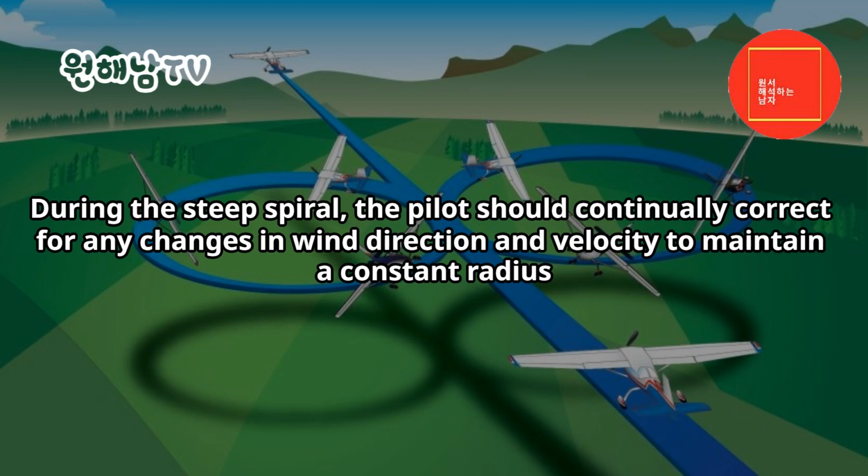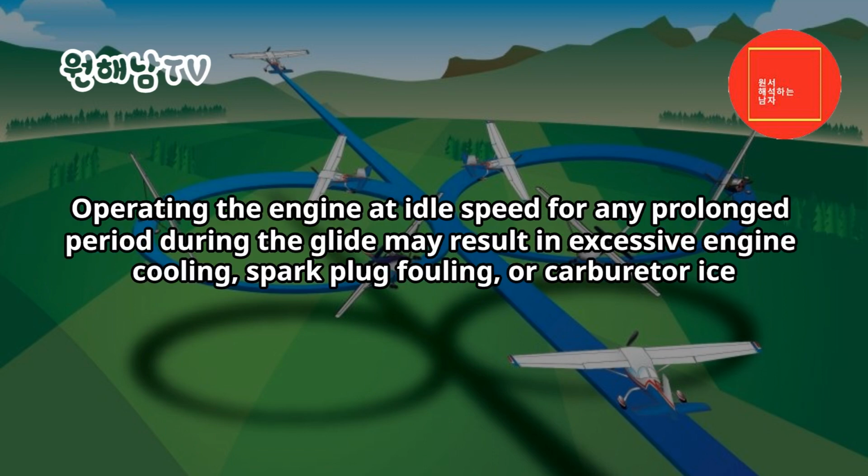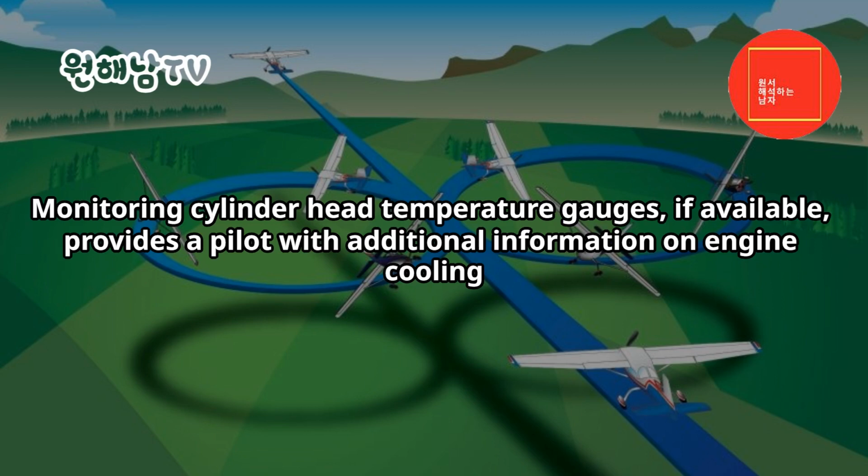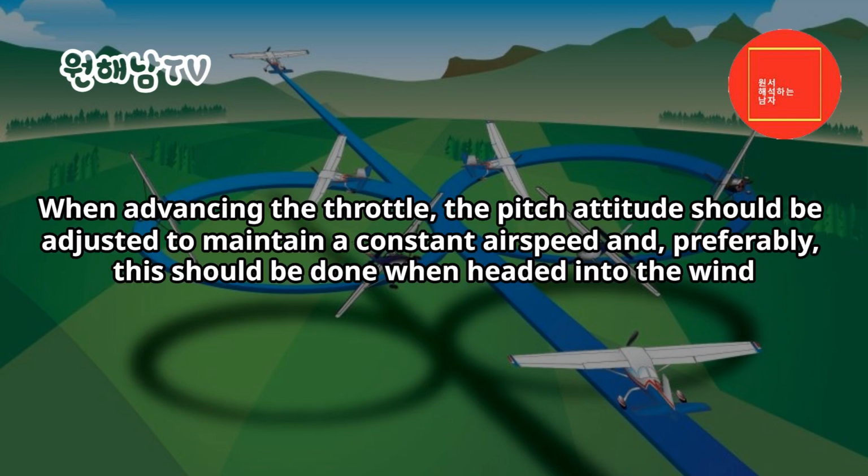Operating the engine at idle speed for any prolonged period during the glide may result in excessive engine cooling, spark plug fouling, or carburetor ice. To assist in avoiding these issues, the throttle should be periodically advanced and sustained for a few seconds. Monitoring cylinder head temperature gauges, if available, provides a pilot with additional information on engine cooling. When advancing the throttle, the pitch attitude should be adjusted to maintain a constant airspeed, and, preferably, this should be done when headed into the wind.